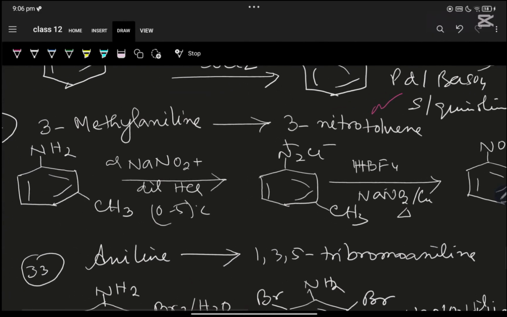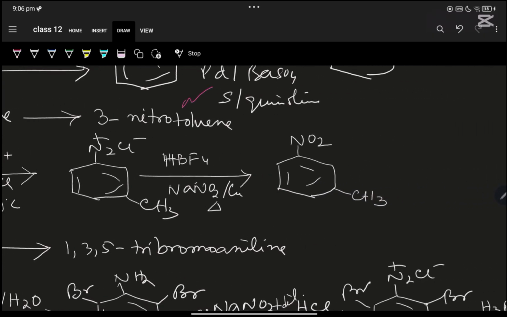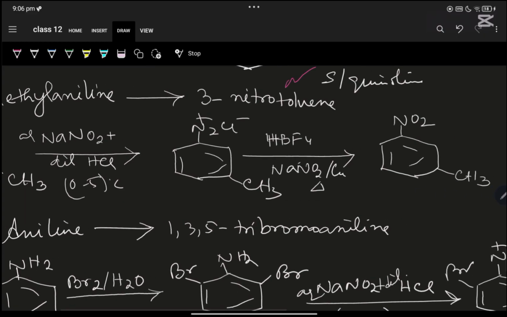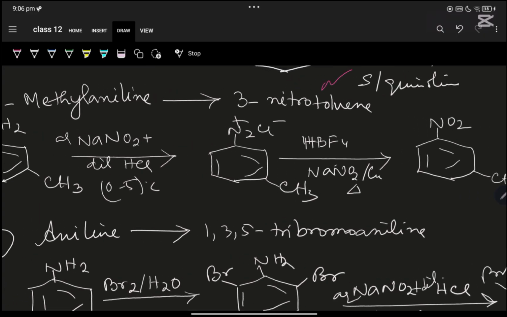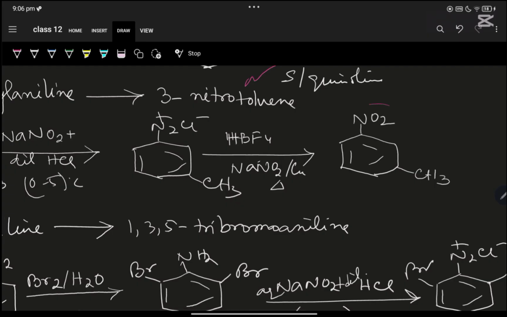Now 3-methyl aniline to 3-nitrotoluene. Now see the changes. You need nitro, and toluene means the CH3 will be there. So actually you are converting this NH2 to NO2.